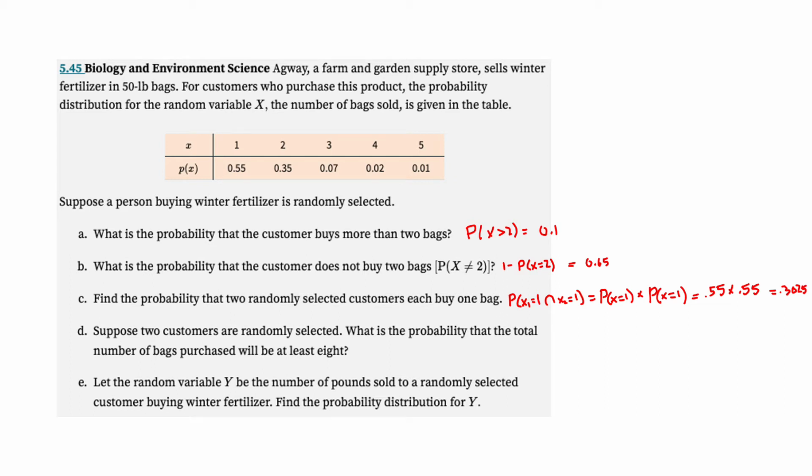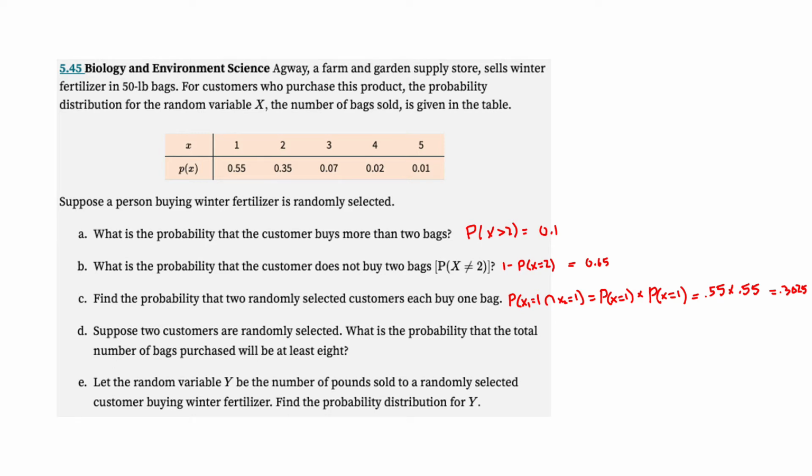Now, for D, suppose two customers are randomly selected. What is the probability that the total number of bags purchased will be at least 8? This is going to require us to do the same sort of process for C a number of different times. It's going to get very verbose, so I may do a partial solution and get you guys to complete it.